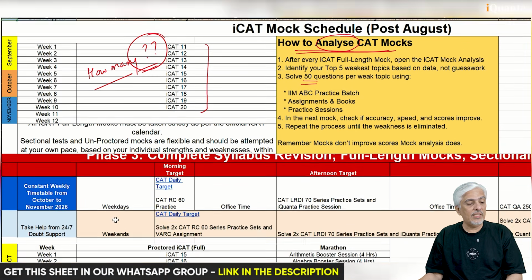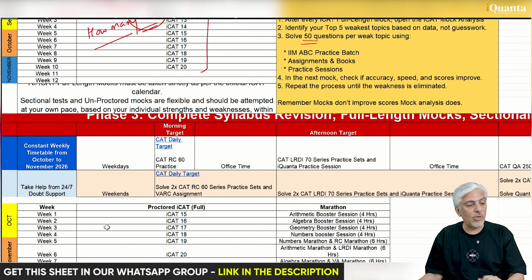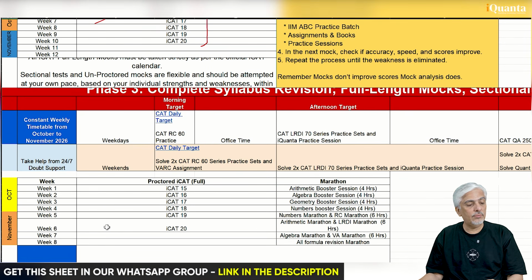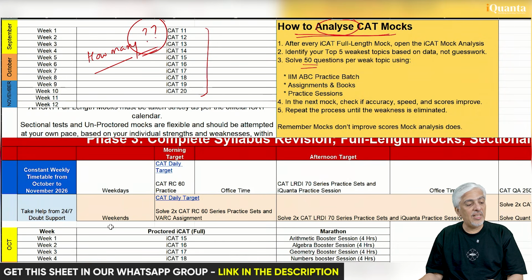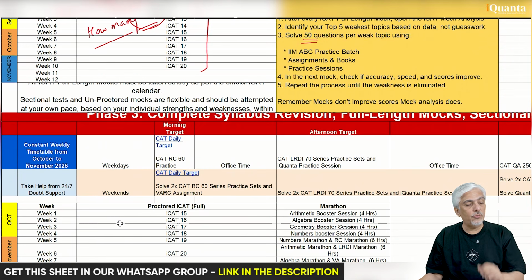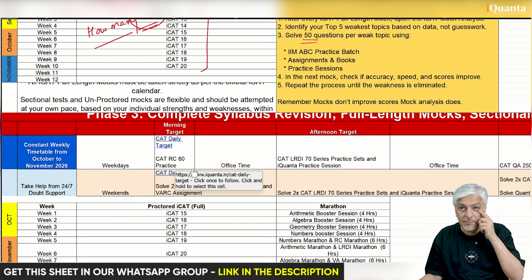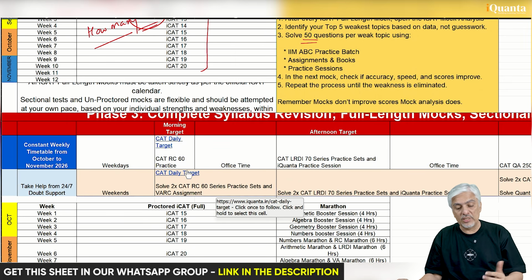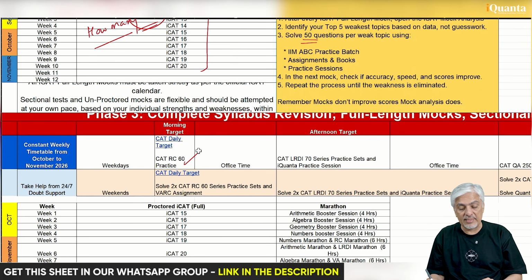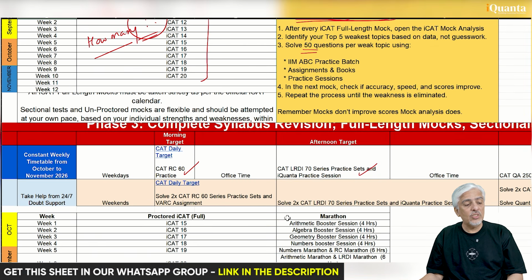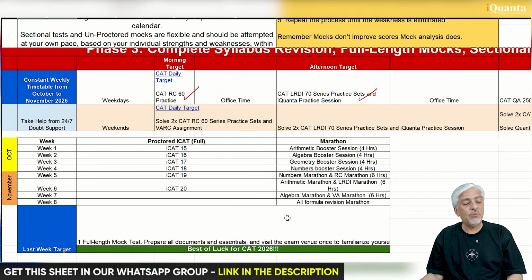Okay. So let's go ahead now. If I talk about phase 3, what do we do? In phase 3, we go to concentrated practice with your mocks. So CAT RC 60 practices are there. Then obviously CAT LRDI 70 series practice sets are there, and so on. Obviously, if you're working, we've now put some time also over there. So all these things you'll have to be careful about.